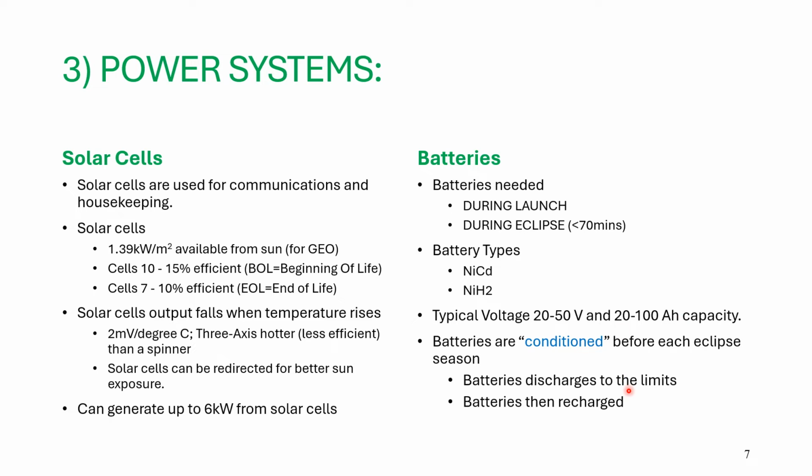Batteries are conditioned before each eclipse, so we need to control the condition. So we could discharge, charge. We have smart controls that make sure that we extend the life of the batteries. So we discharge them, and then we charge them before the eclipse to make sure that the charge is sustainable.